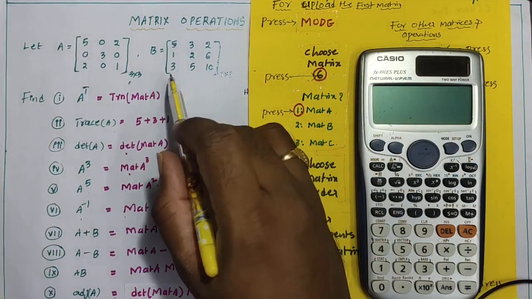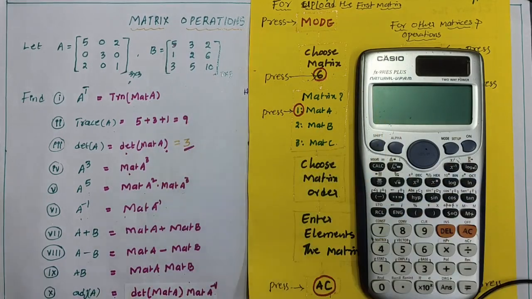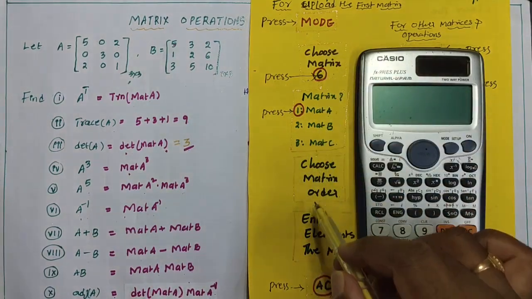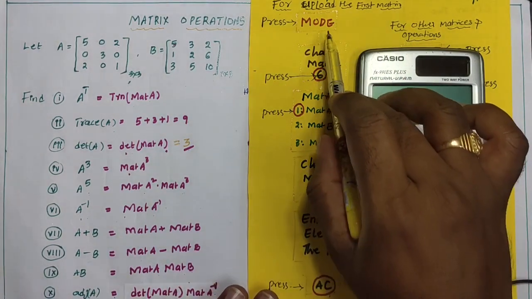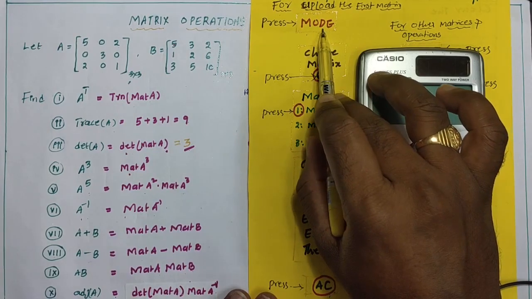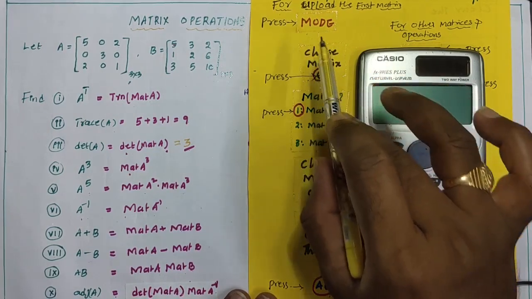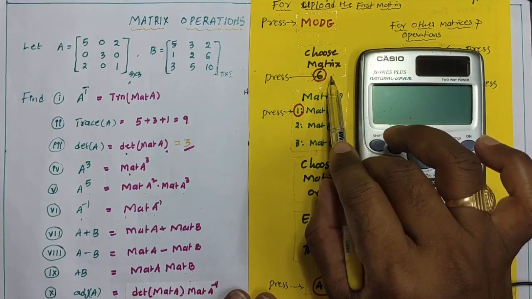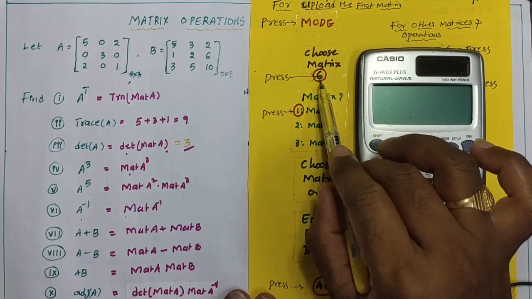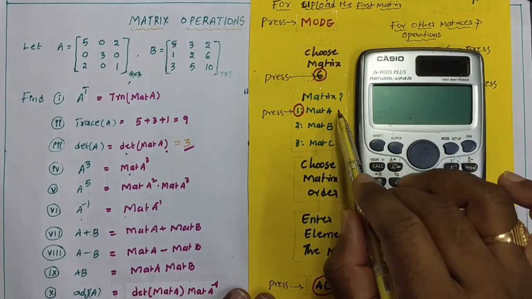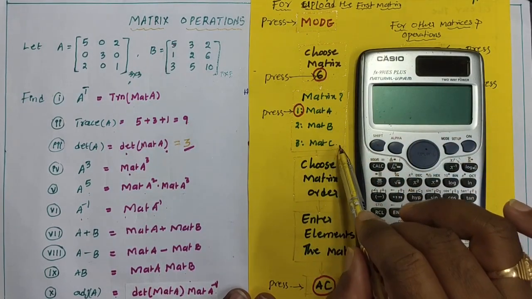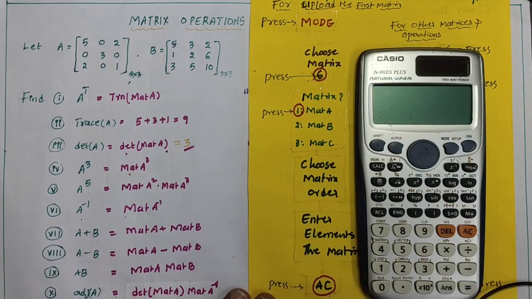Here first we have to upload these two matrices in the calculator. It is a procedure to upload the first matrix. First we have to press the mode button, then choose the matrix option by pressing the button number 6. Then on the screen we get three different options: mat A, mat B, mat C. That means there we can store three matrices.